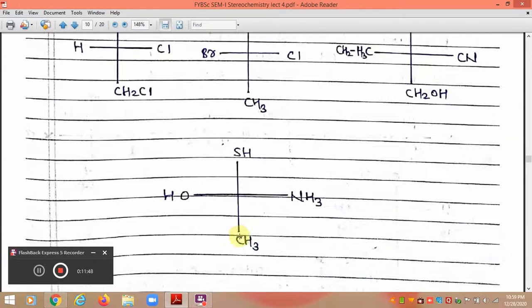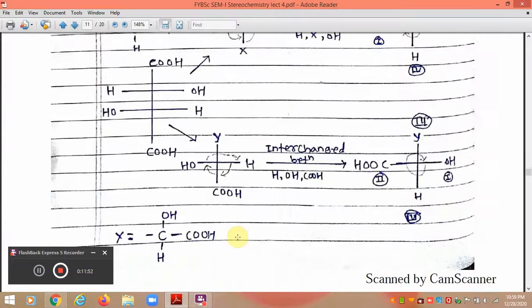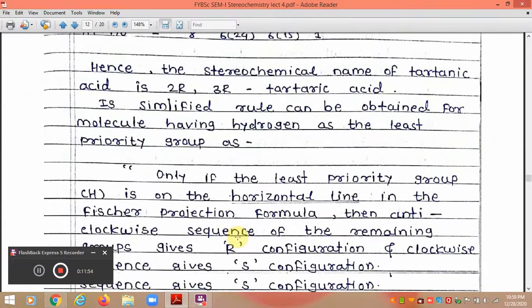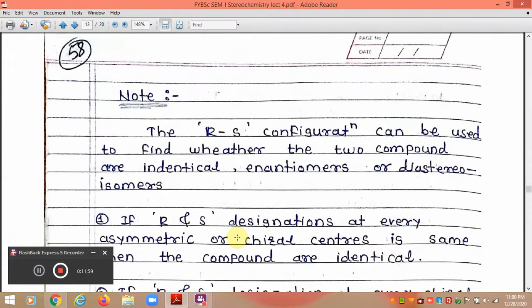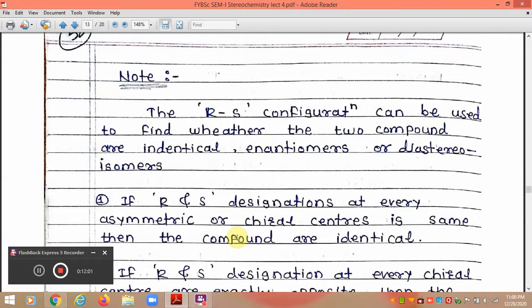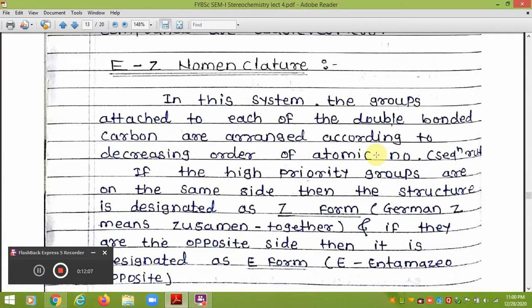Similarly, you can discuss the other examples. Here we cannot discuss all the examples. So this is very simple, that can be discussed here about the RS nomenclature system, which is also called absolute configuration. So this is one of the important ones. Next is another method known as the E and Z nomenclature.